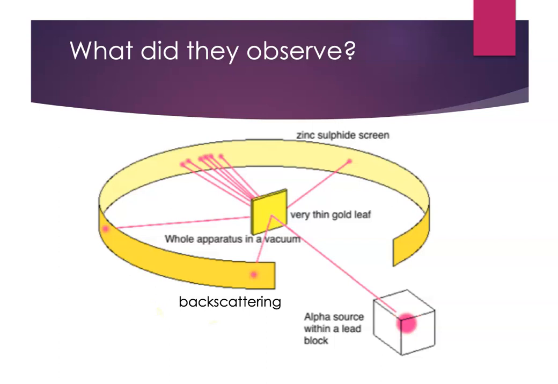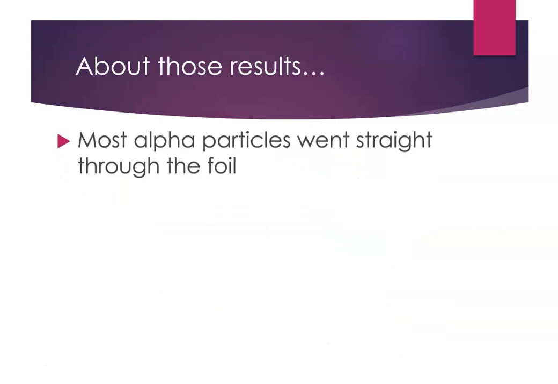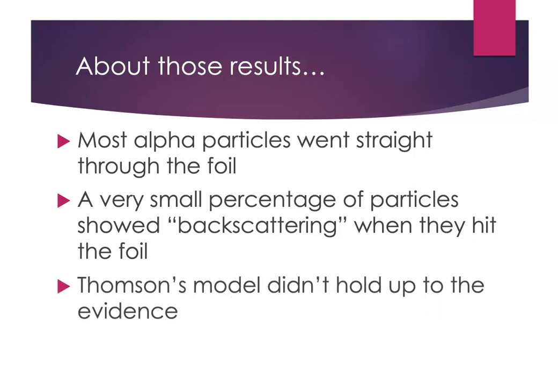But how can you explain them bouncing off at angles? How can you explain the alpha particles bouncing back in this backscattering if Thomson's model is correct? So, right, most did go straight through the foil, but that backscattering can't be explained by Thomson's model. Thomson's model is not holding up to the new evidence. What does that mean? If your model doesn't hold up, if it isn't consistent with new evidence, you change the model. And that's exactly what Rutherford did.